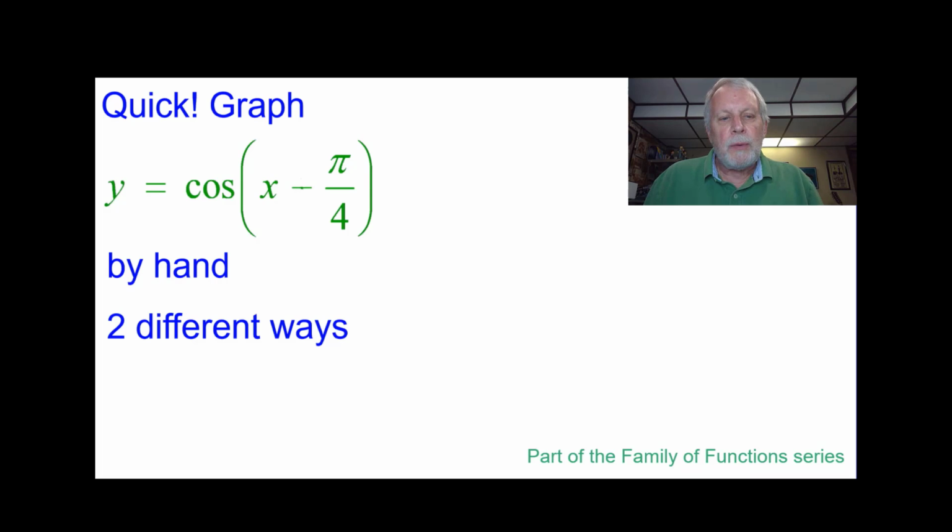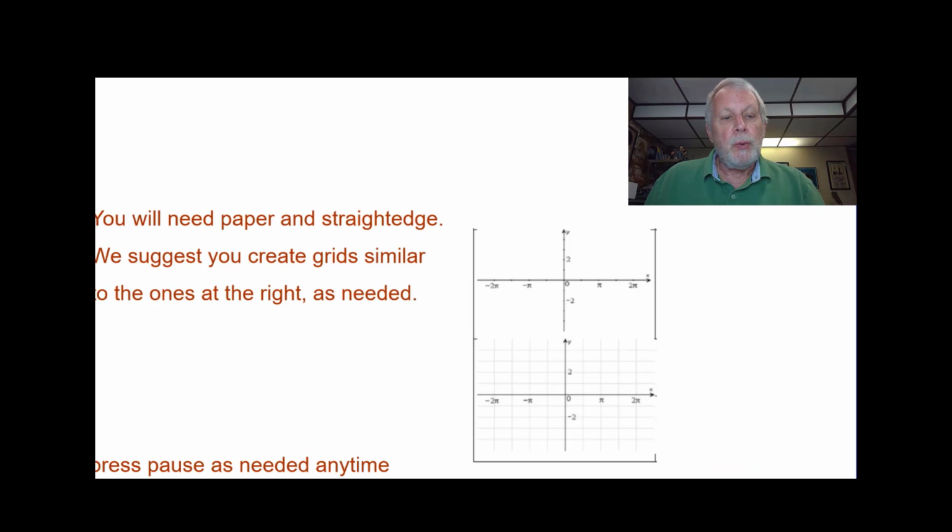Quick, graph y equals the cosine of the quantity x minus pi over 4 by hand 2 different ways. This is part of the family of functions series. You will need paper and straight edge. We suggest you create grids similar to the ones at the right as needed. Press pause as needed anytime during the video.